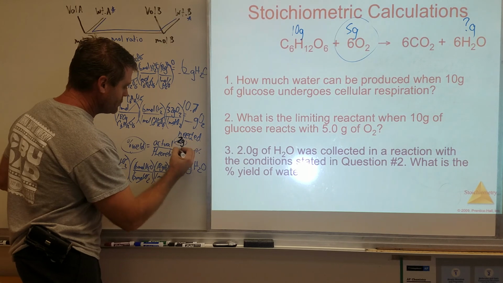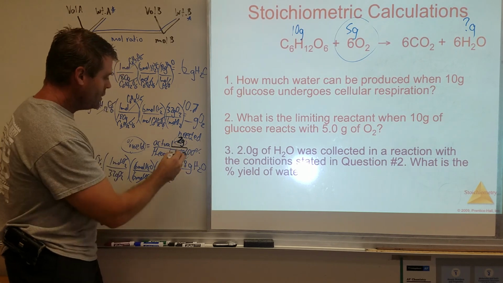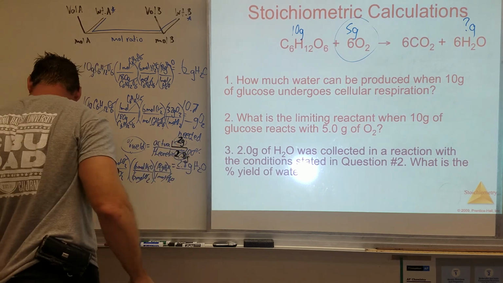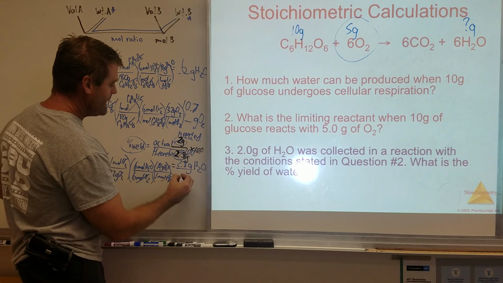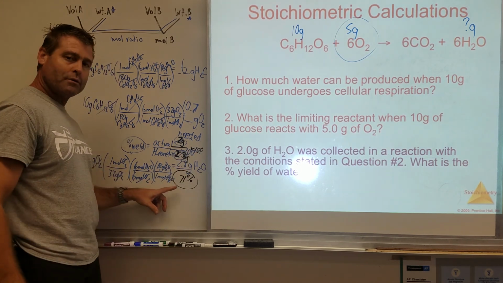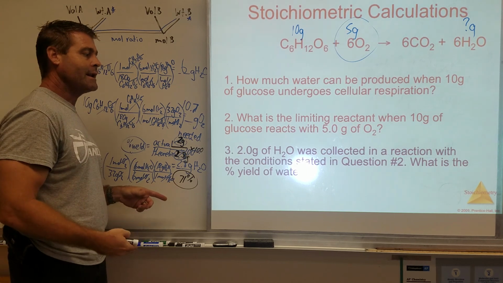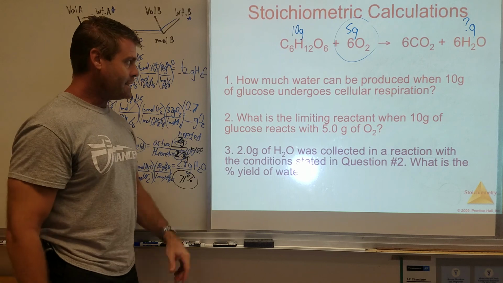2 grams was my actual. I'm going to divide that by 2.8, which was my theoretical. I do that, and I'm going to get 0.71 multiplied by 100%, and it's 71%. So I collected 71% of the amount of water that I theoretically expected to produce with those conditions. All right, guys, I think that is it.